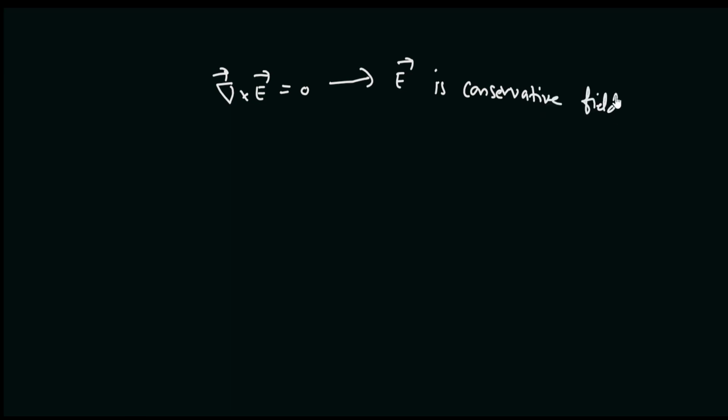In the last video, we saw that the curl of the electric field was equal to 0, which implied that the electric field is a conservative field, which indirectly says that the line integral is independent of the path. Therefore, the line integral is path independent.